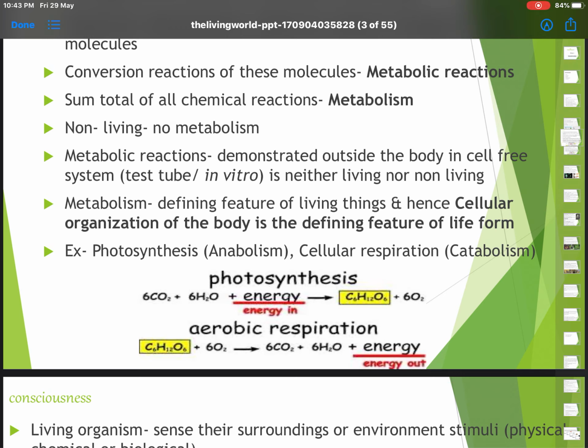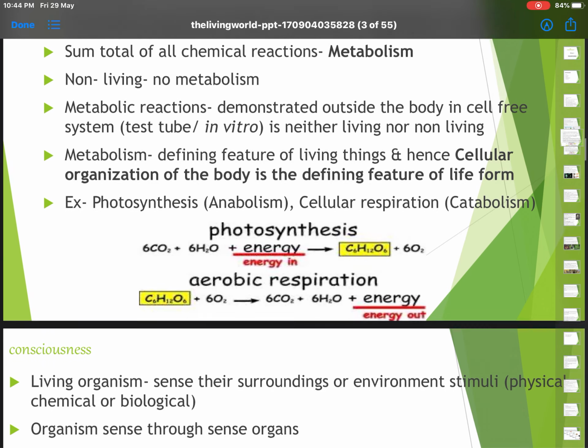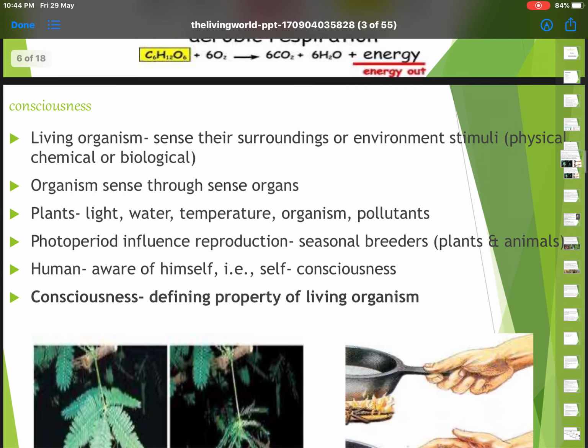Whereas in aerobic respiration, C6H12O6, that is glucose, which is formed as the end product of digestion in all the organisms, combines with oxygen and produces ATP molecules. ATP molecules are chemical capsules of energy. So here glucose is broken. Just now I said anything that is broken is catabolism. So both catabolism and anabolism take place in all living organisms.